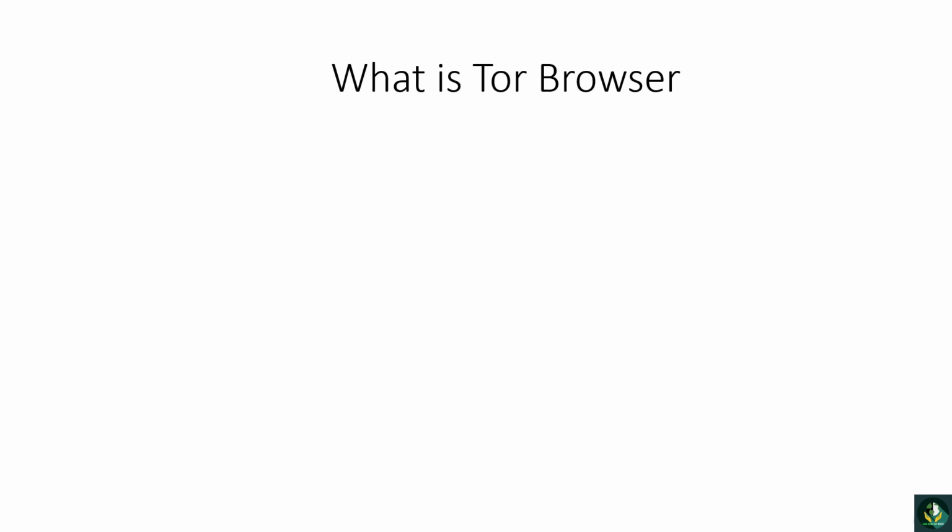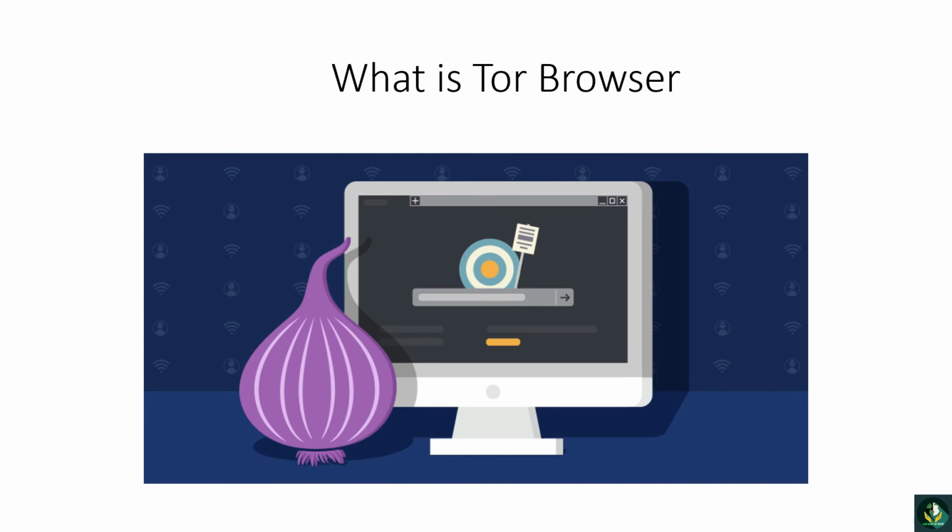So let's now talk about what the Tor browser is. Tor, which is short for The Onion Router, is a completely free, open source browser that helps you to surf the internet anonymously. It erases your browser history automatically with every session and encrypts all your traffic. It also lets you access the dark web, the hidden and unindexed websites on the internet which you cannot browse using normal Chrome or other browsers.